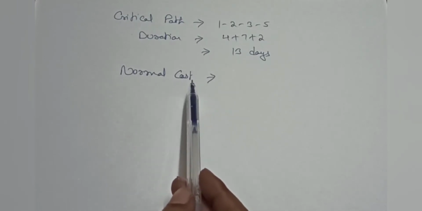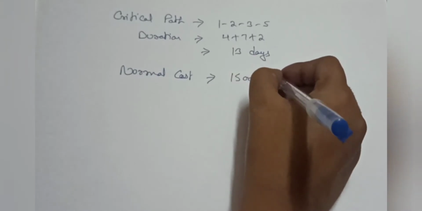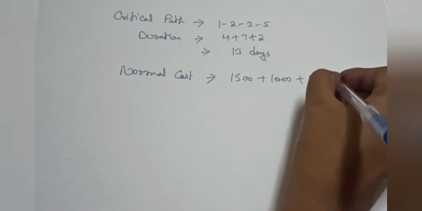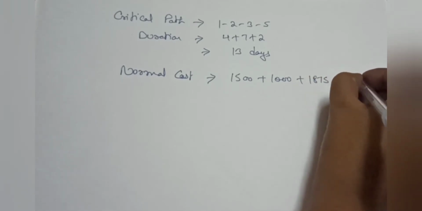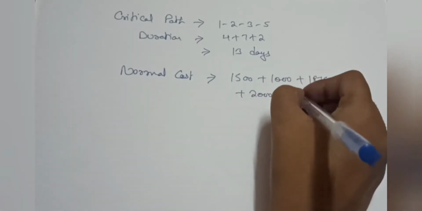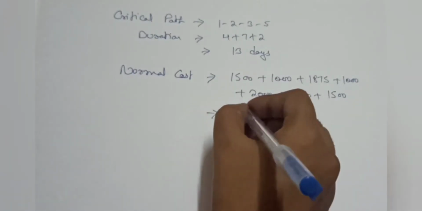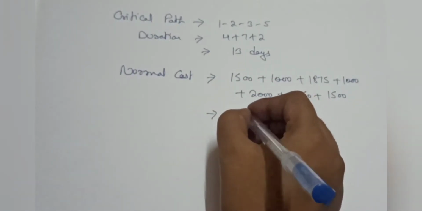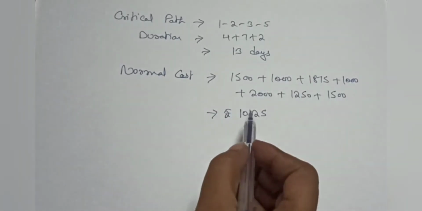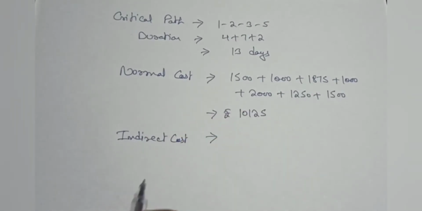As you can see, normal cost is 1500 plus 1000 plus 1875 plus 1000 plus 2000 plus 1250 and plus 1500. So its total is rupees 10,125.